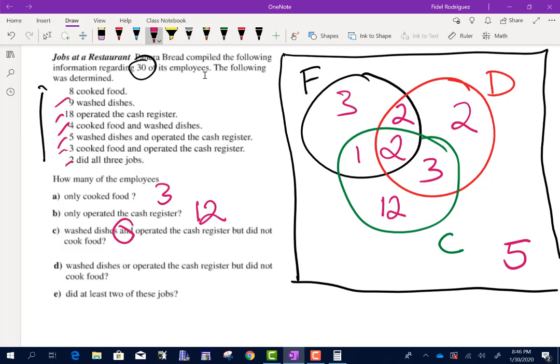Okay, how many washed dishes and the cash register? So washed dishes is here. The cash register is here. If it's an and, we're looking for the overlap. But we don't want the ones that cooked food, so we would only be looking at those 3.